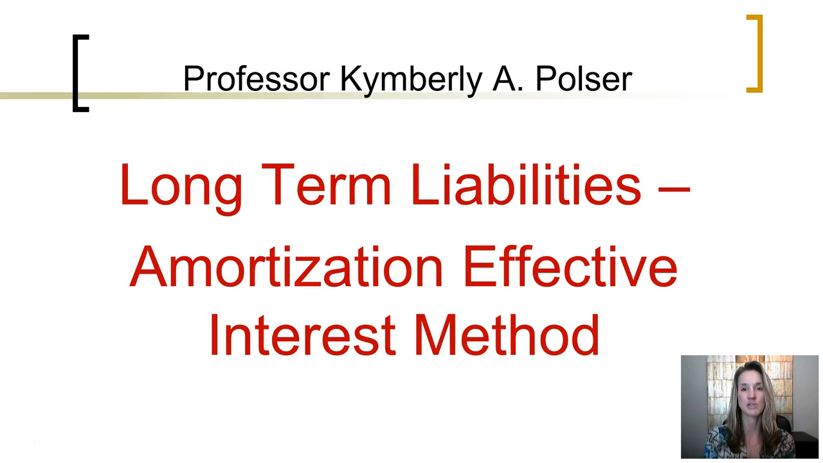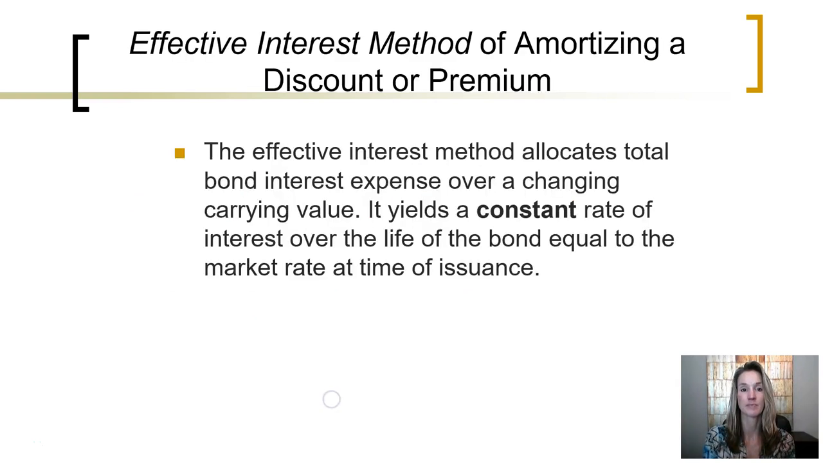This segment introduces the effective interest method of amortizing a discount or premium. The effective interest method is a different way of amortizing a discount or premium other than the straight line method. What it does is allocate total bond interest expense over a changing carrying value. It ends up yielding a constant rate of interest over the life of the bond that is equal to the market rate at the time of issuance.